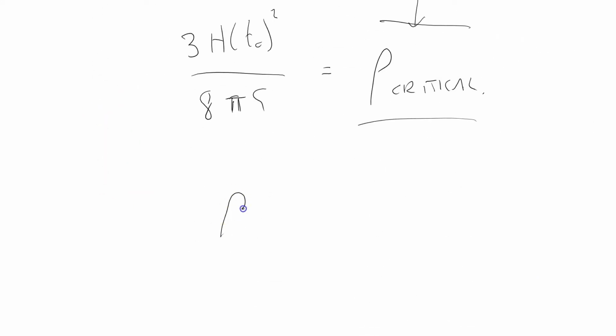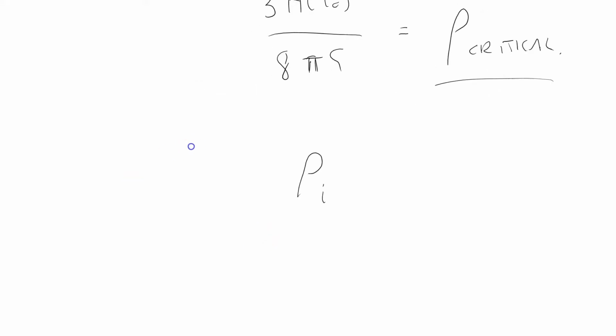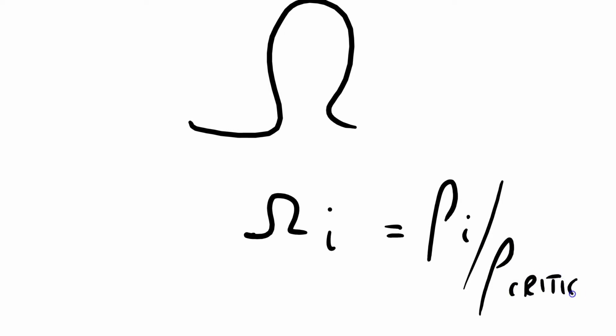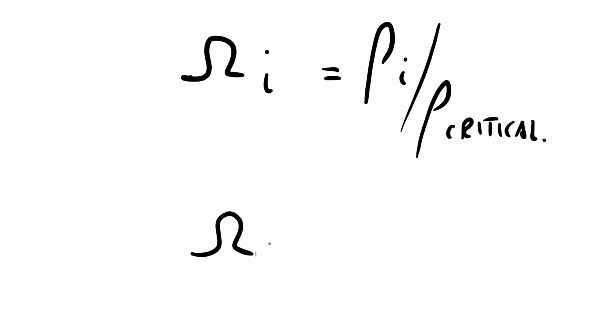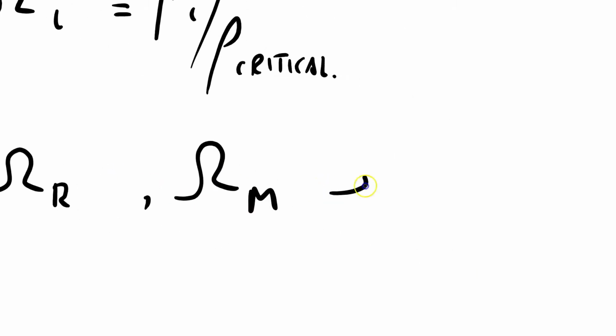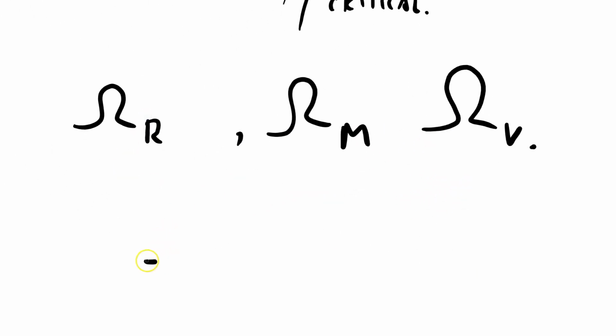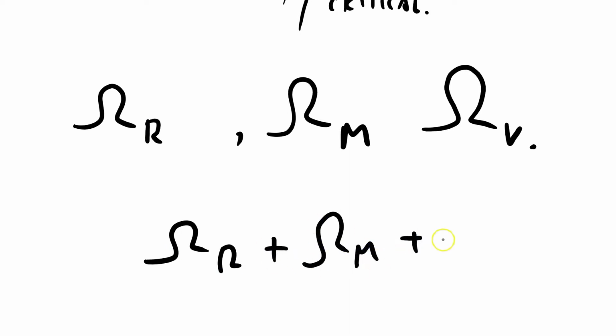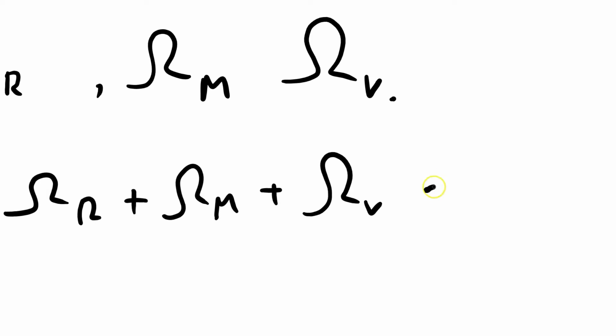You don't normally consider the various densities of the different components of the universe. You normally consider omega. You normally consider omega i, which is the density of i over rho critical. So you've got omega radiation, omega m for matter, and I guess you've got the vacuum energy there. And so the comparison now becomes omega r plus omega m plus omega of the vacuum, versus, I guess, 1, rather than messing around with Hubble constants and so forth.